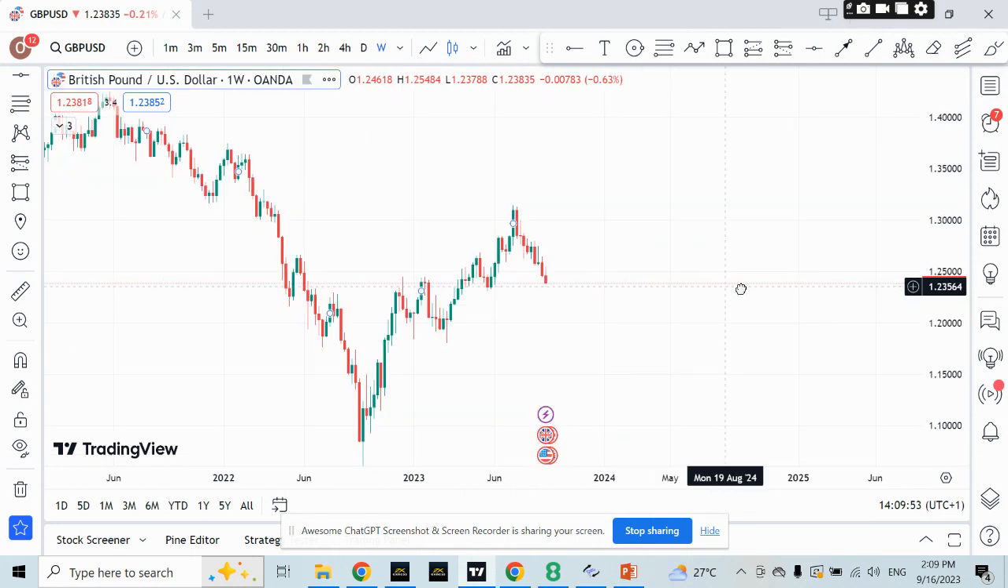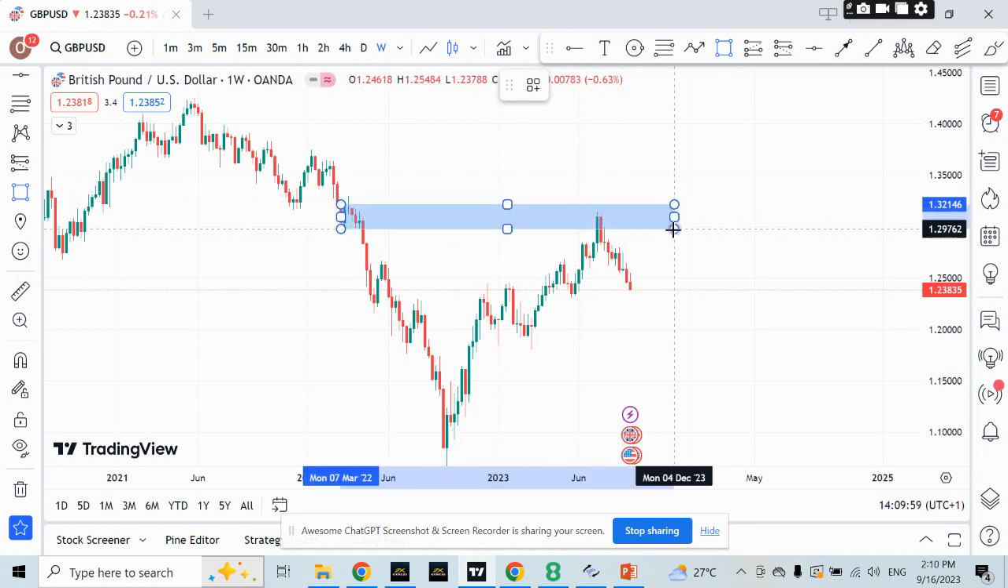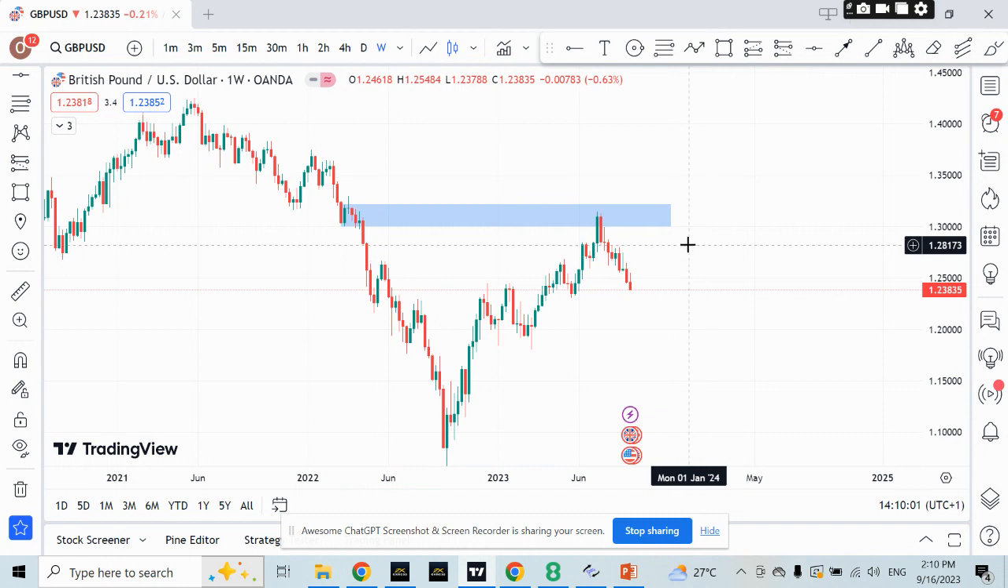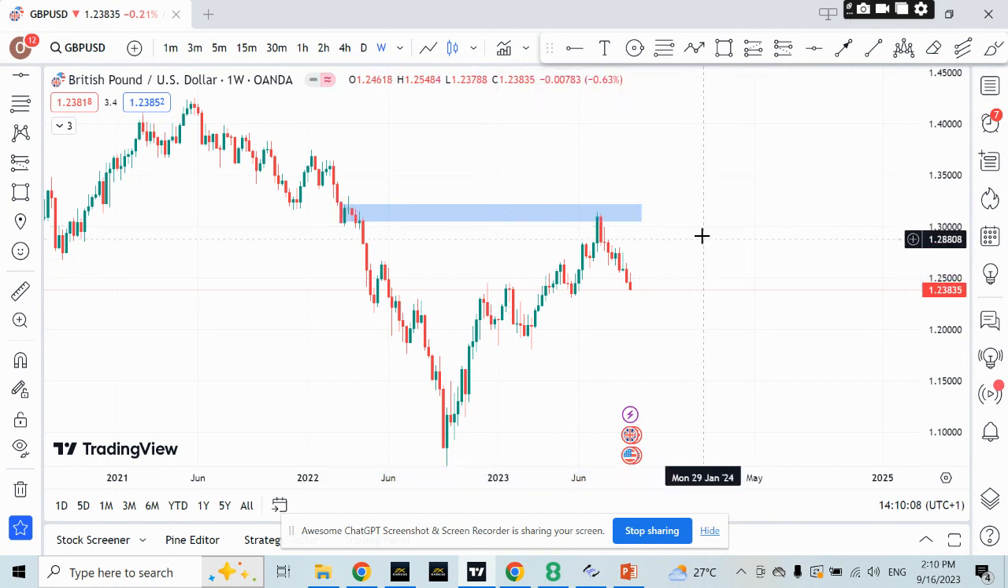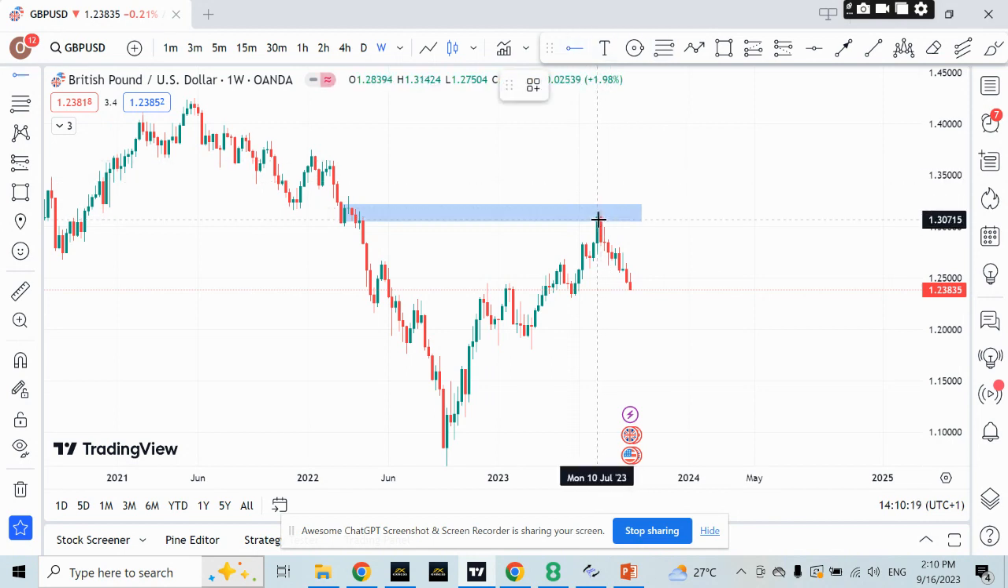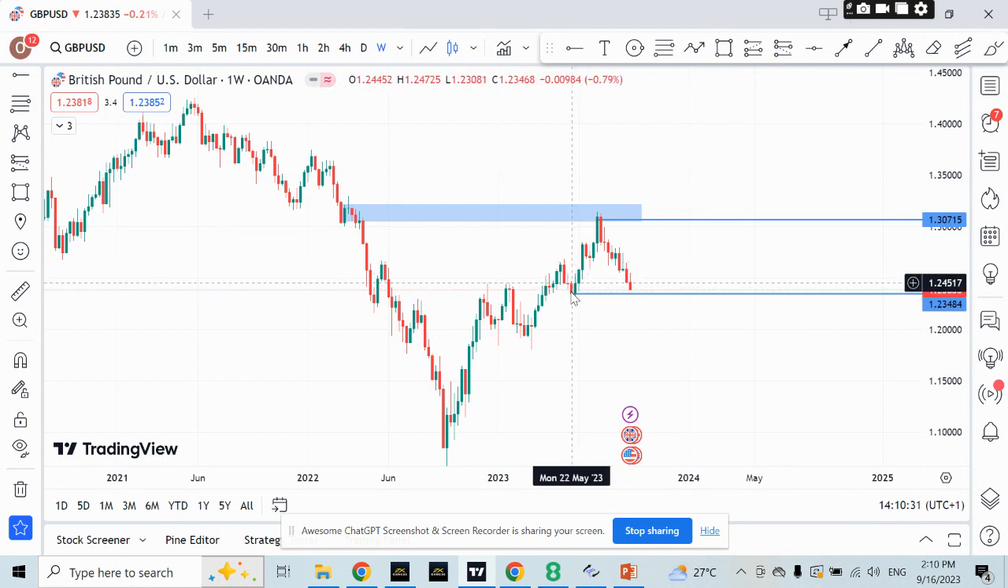GBP has been dropping down massively, and that happened after tapping into this supply zone here. After tapping into the supply zone here, we can see price moving down. We've been having a sell for the weekly, and now it is currently at this zone. So marking the highs and the lows of the week. It's currently at this zone, and this would be a daily demand zone or 4 hour demand zone.